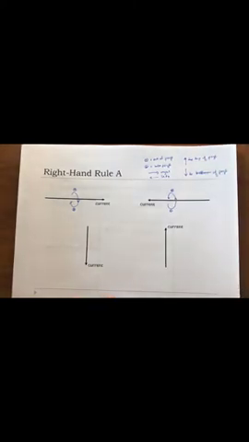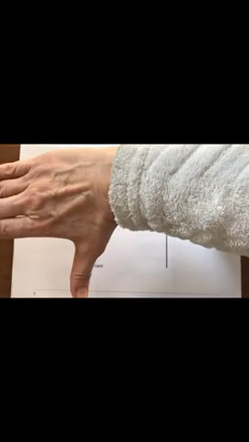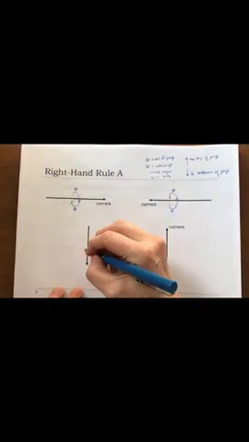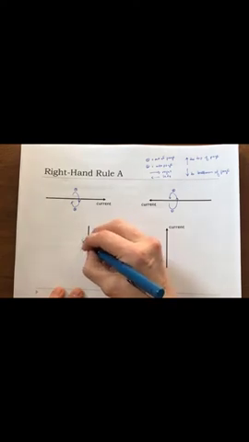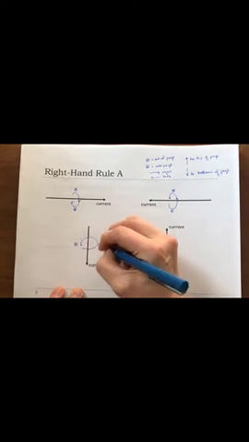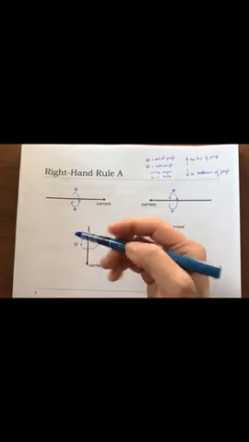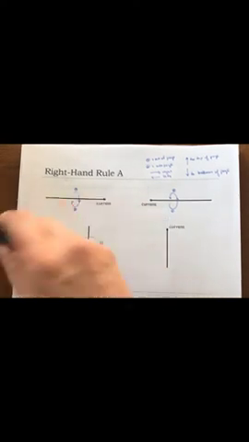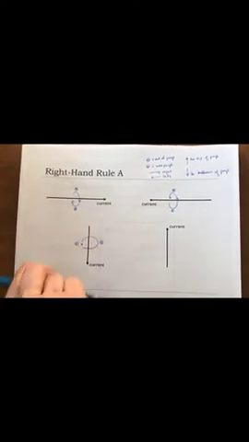Okay, moving on. I'm going to do this one next. My thumb is in the direction of that current, towards the bottom of the page. To the left, my fingers point in, curl around, and come out on the other side. On this side, they point into the page. On this side, they point out of the page. Directly above, it would point this way. Directly below, it would point that way.